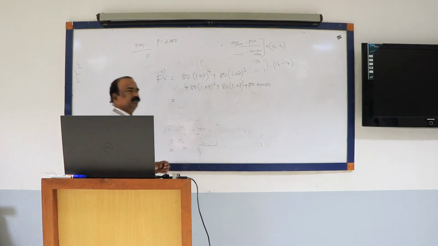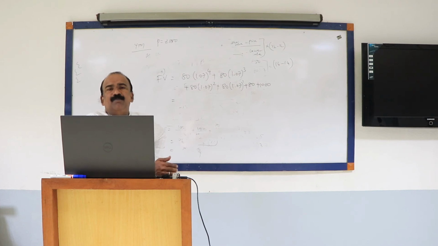So what's the future value? I repeat, here the reinvestment rate is different from YTM. The YTM assumes that the bondholder is reinvesting at the same YTM. In that case, YTM and realized YTM are one and the same. Here, the reinvestment rate is different from YTM. YTM is 7.52 and reinvestment rate is 7%. So in that case, we will have to calculate a different realized YTM.